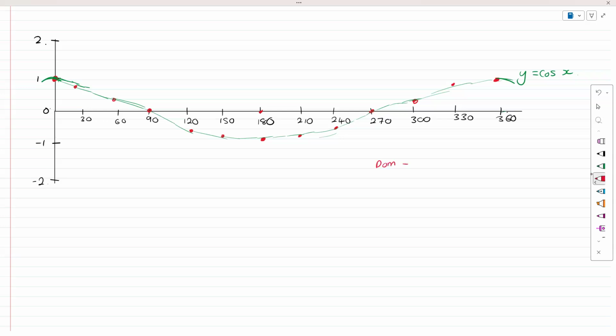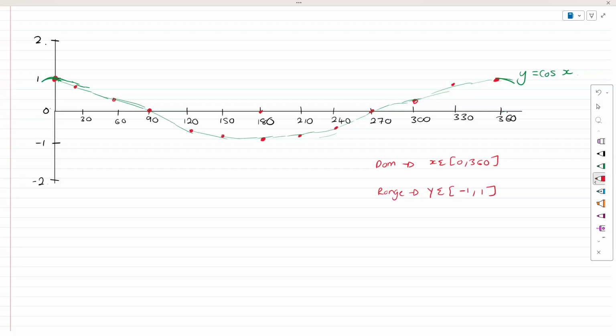Domain: x is an element of [0, 360]. We start with range. Range is y is an element of [-1, 1], because the lowest is -1 and the highest is 1.